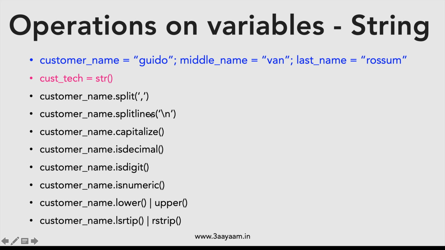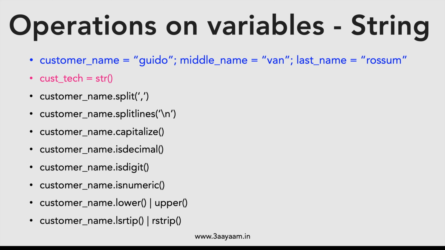Similarly, you have splitlines. Here I'm mentioning the new line character, and if we have a single variable and we know that there are multiple lines in it with new line, we can split them into multiple lines also.